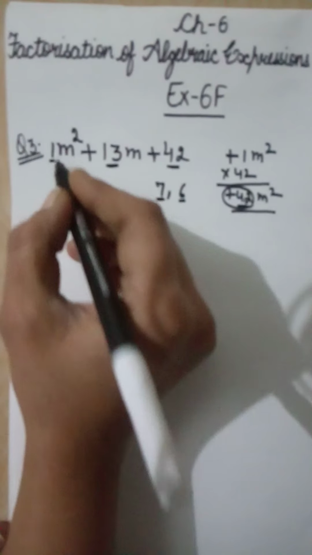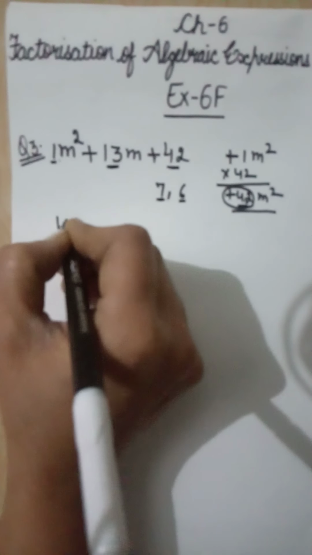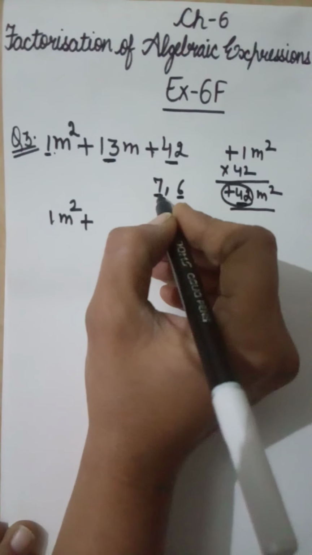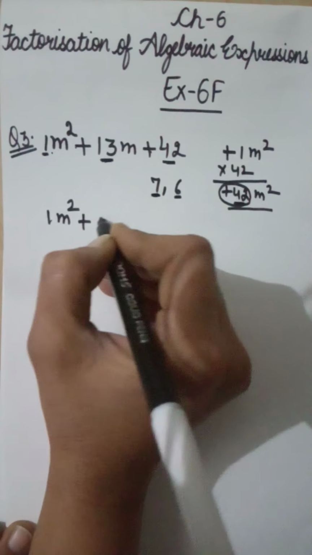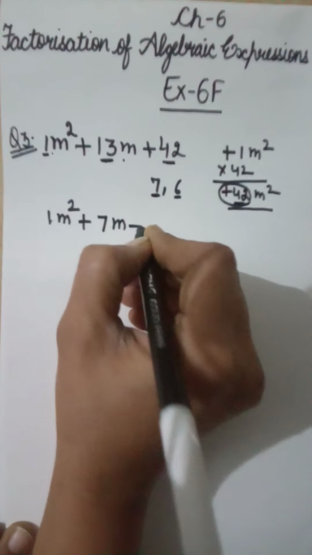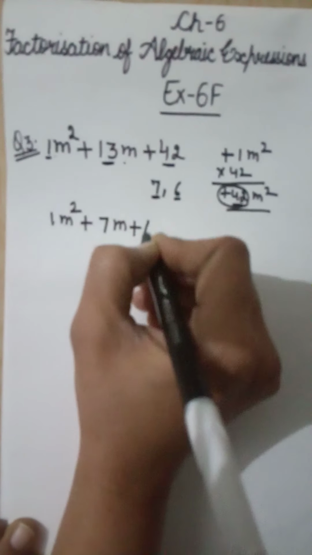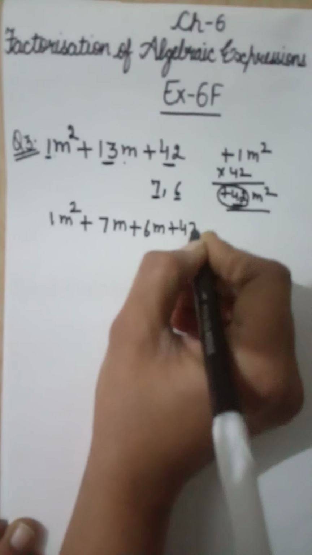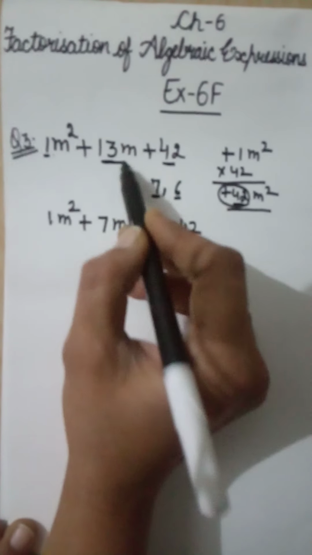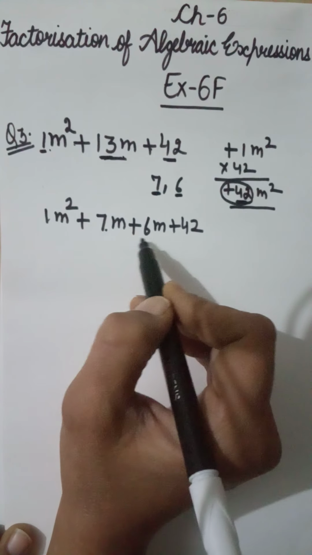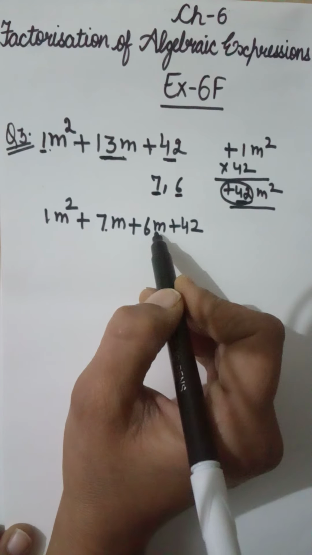Then what do we do? Write the first term as it is, m square, plus the middle term split as 7m, plus the second term 6m, plus 42. Now you can see this middle term is 7 plus 6, 13, and if you multiply 7 into 6, 42 m into 1 m square.